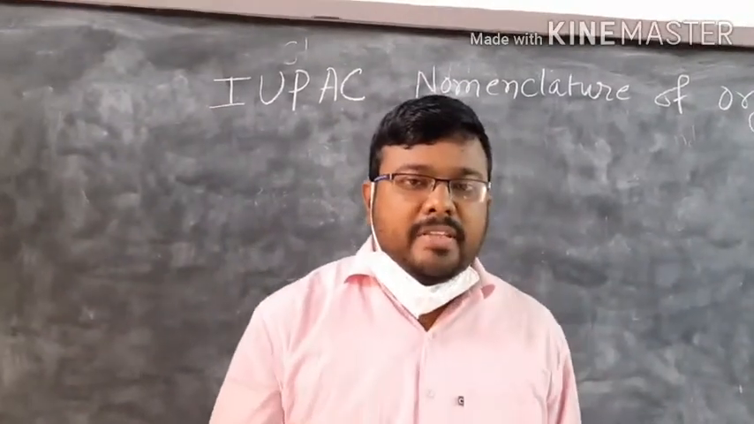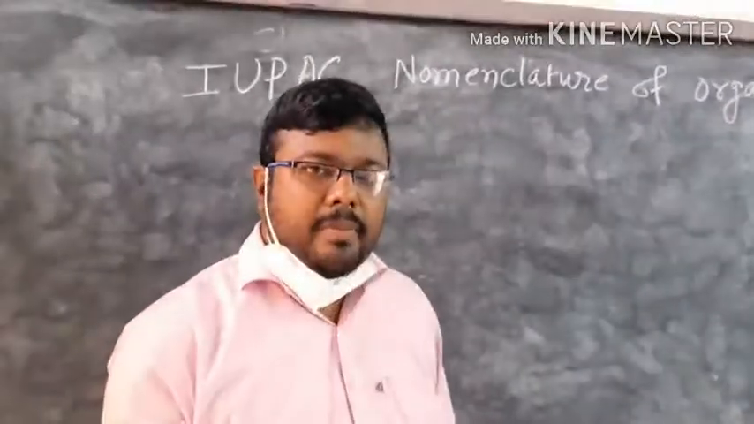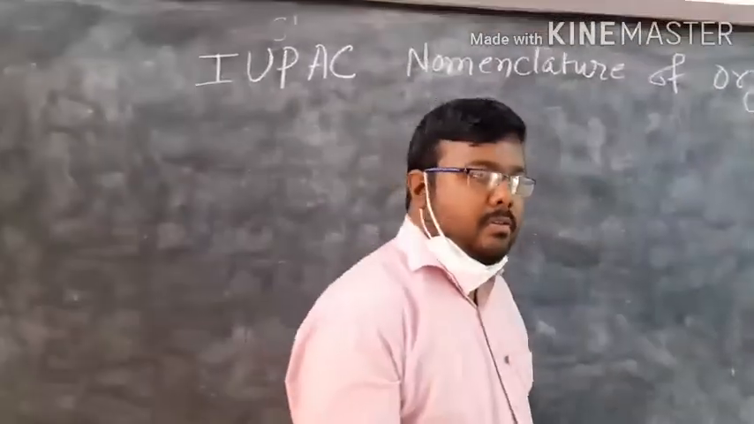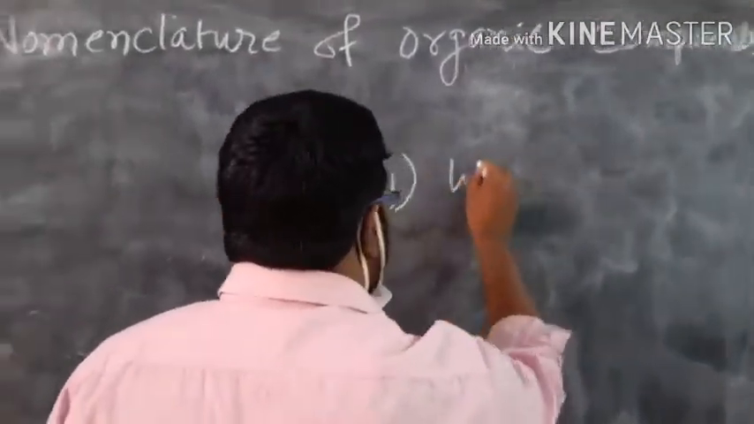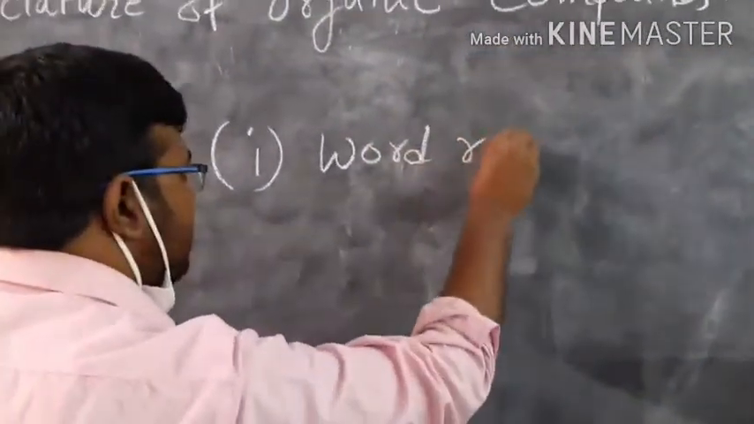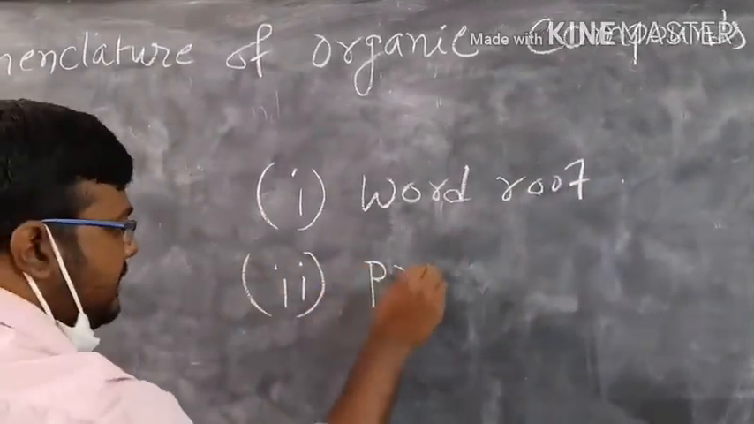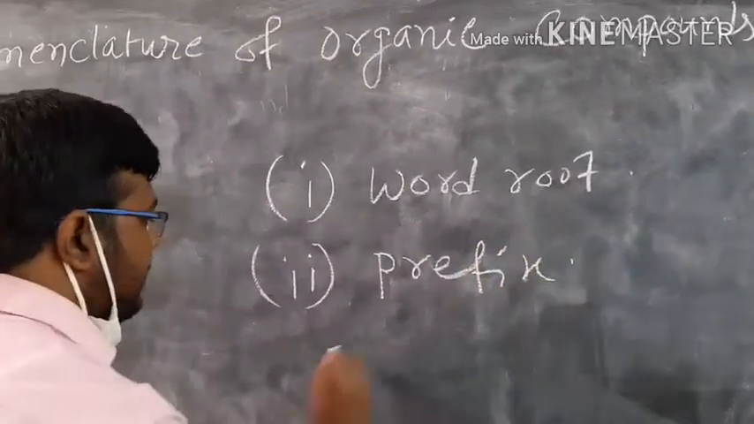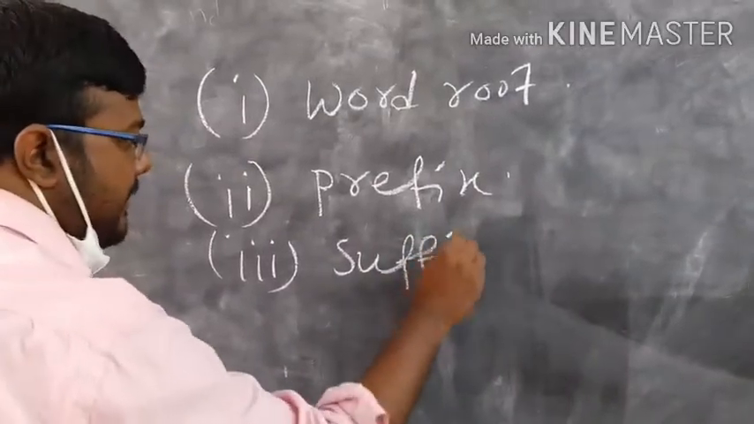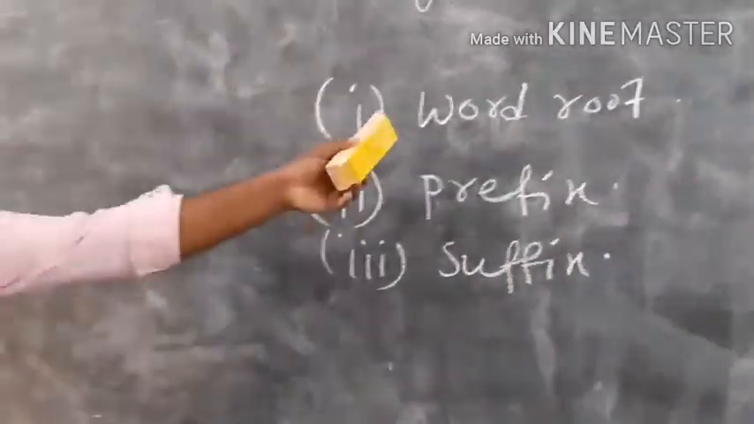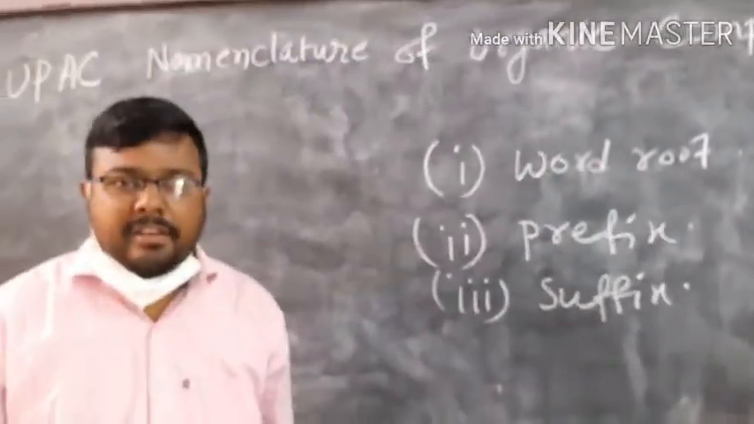In the IUPAC nomenclature system, there are three parts to the name of an organic compound. Number one, there will be a word root. Number two, there will be a prefix, and number three, there will be a suffix. Here, the word root indicates how many carbon atoms are present in a carbon chain.